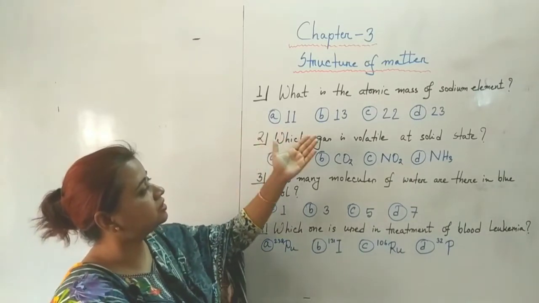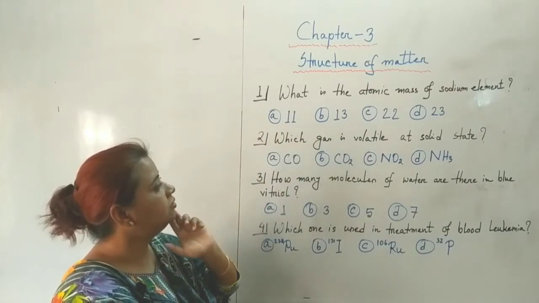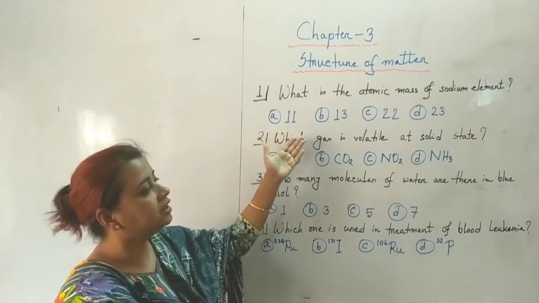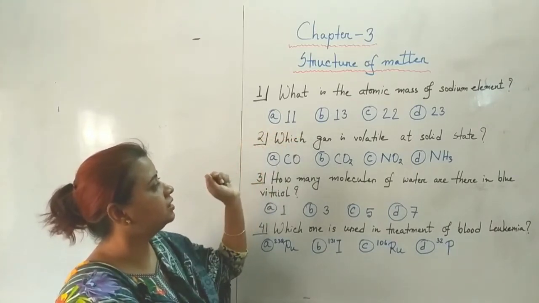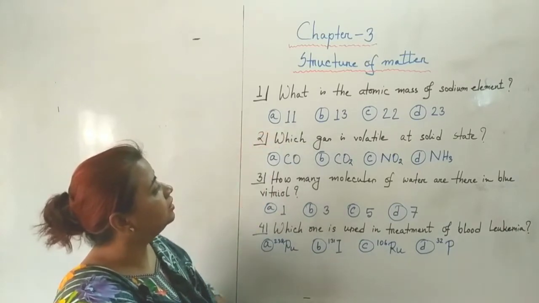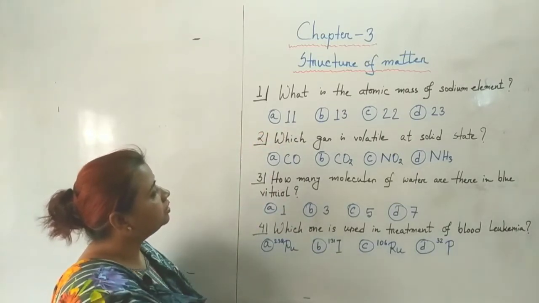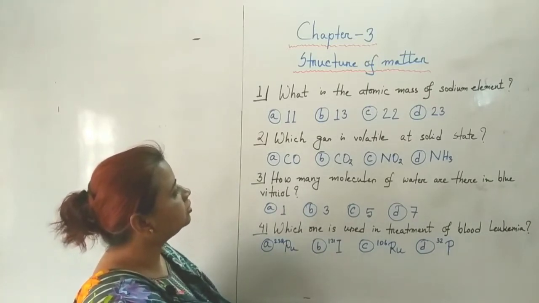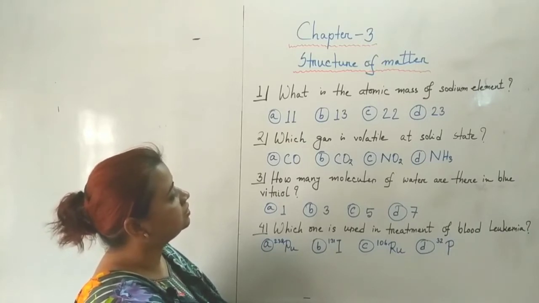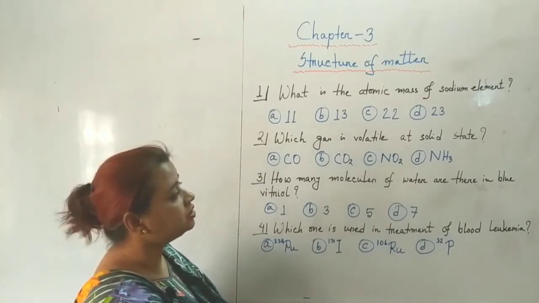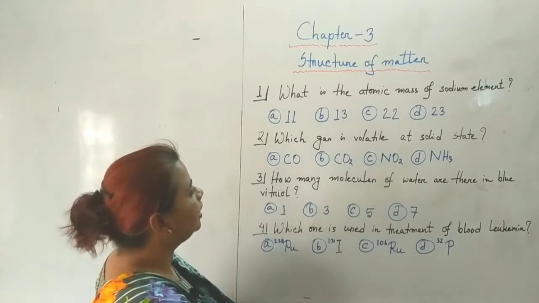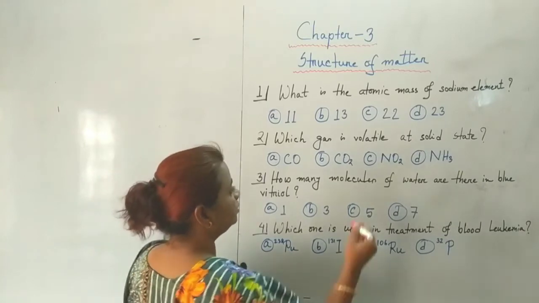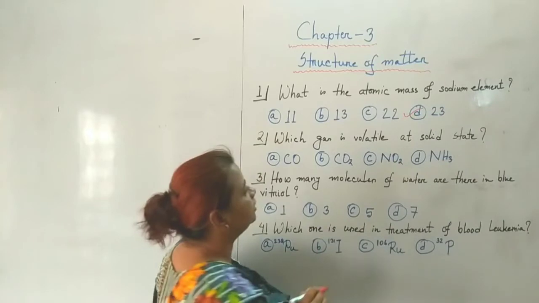What is the atomic mass of sodium element? You know, the sum of proton and neutron of an element is known as atomic mass. Here, proton number of sodium is 11 and neutron number of sodium is 12. Therefore, the atomic mass of sodium element is 23. Clear? Okay.